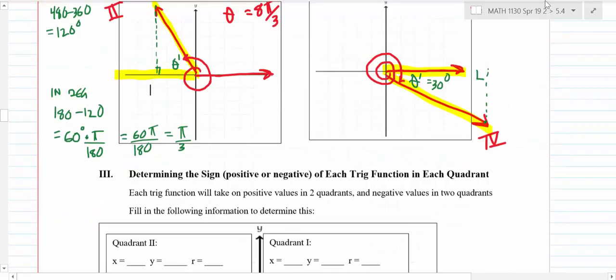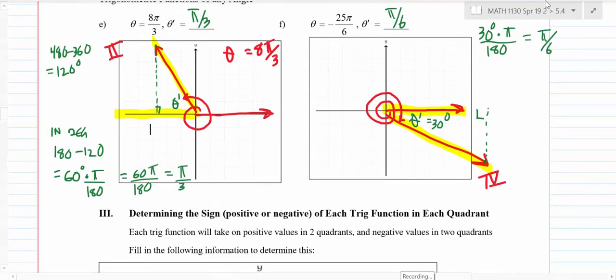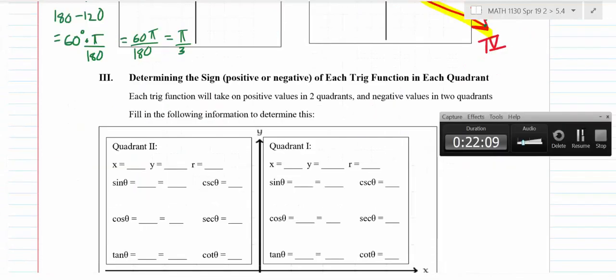Okay, let's go ahead and take a short break here, and then the next part of this, we'll get back and we'll work.